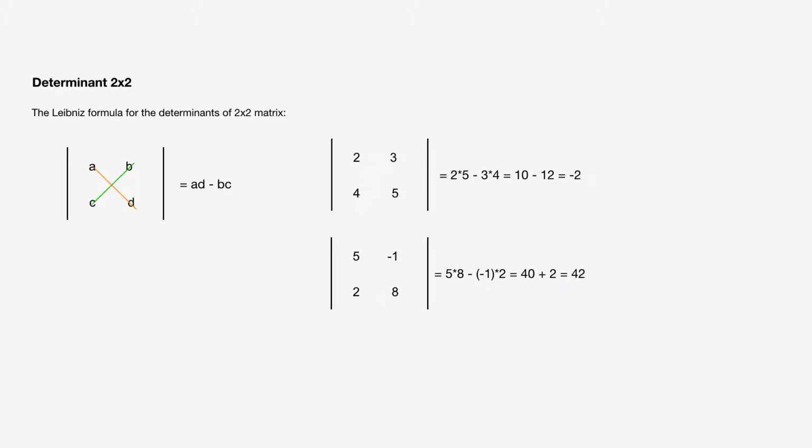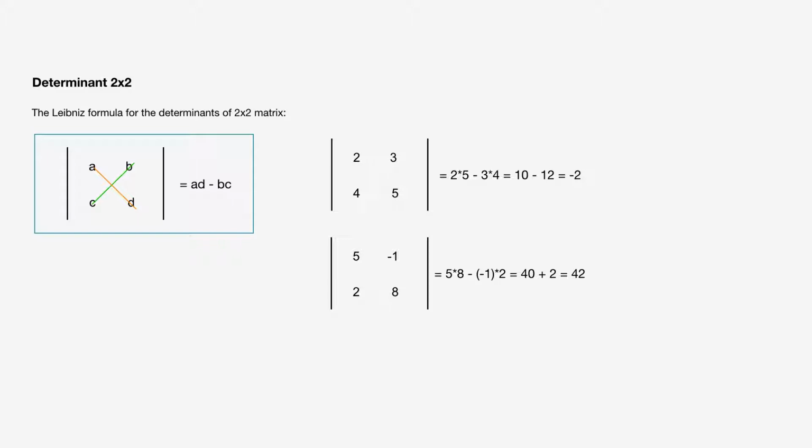How do we calculate the determinant? For a 2 by 2 matrix we will use the Leibniz formula, which looks like this. So we need to multiply A by D, and subtract from this product the product of B and C. Consider the example: 2 by 5 minus 3 by 4. This is equal to minus 2.